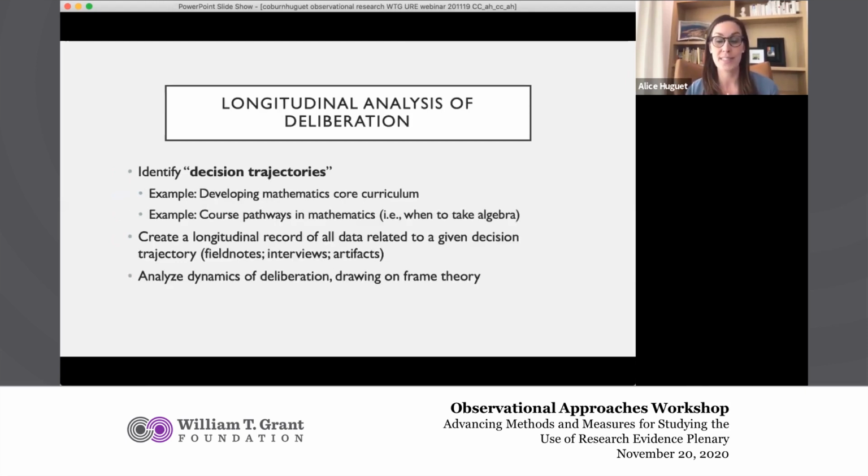So given the extent of these observations, as I mentioned, we had a great deal of data to really wade through. And the first thing that we did was identify the major decisions that the district was involved with over the course of data collection. So for example, one of the deliberations was about developing and training teachers for a new mathematics core curriculum. So when we read through field notes, we identified and grouped every single excerpt in which this topic was discussed, even tangentially. And then we put these together to create what we called the longitudinal record of all the data we had related to the decision.